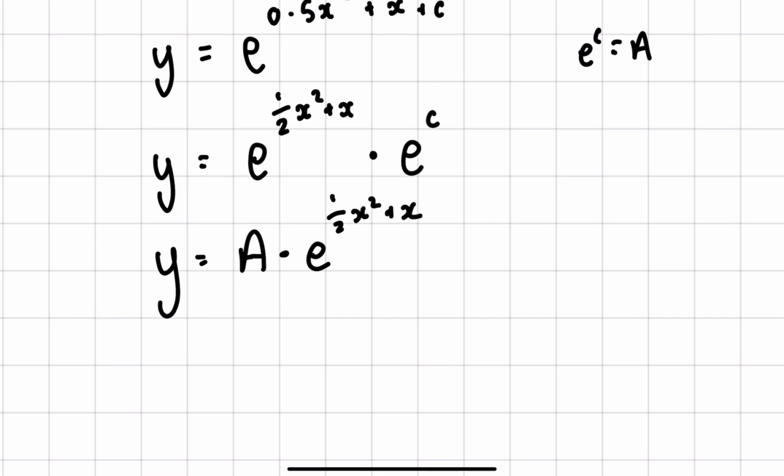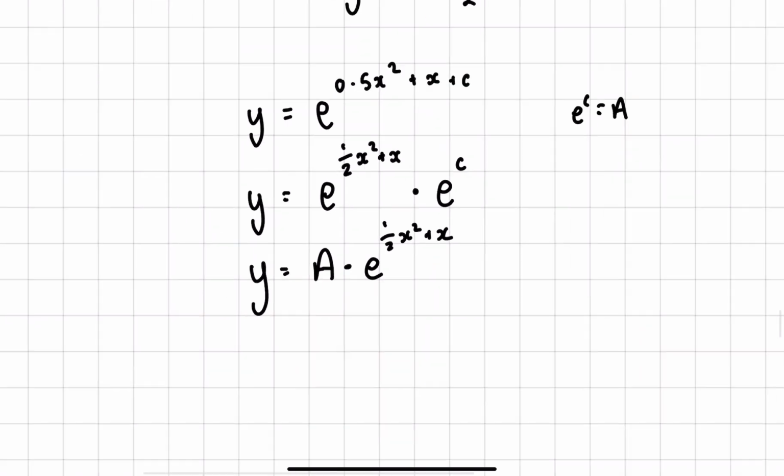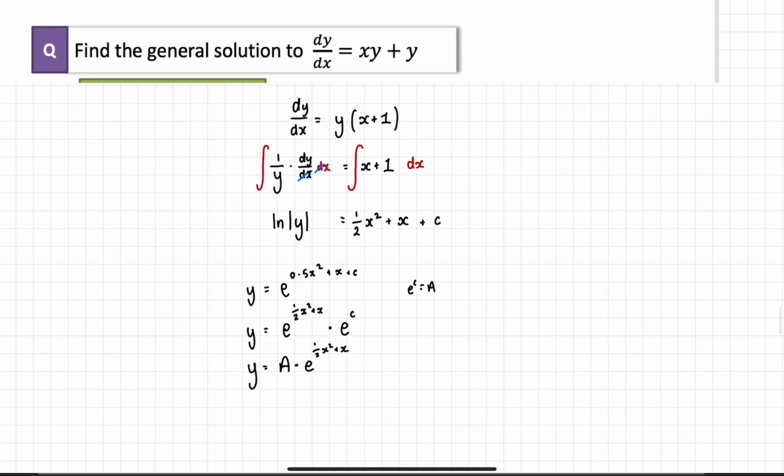And then you might have more of the question that goes, when x is 0, y is something, find a, and that's how you make your equation. So that's the first part there, find the general solution. Okay, let's look at a new question.